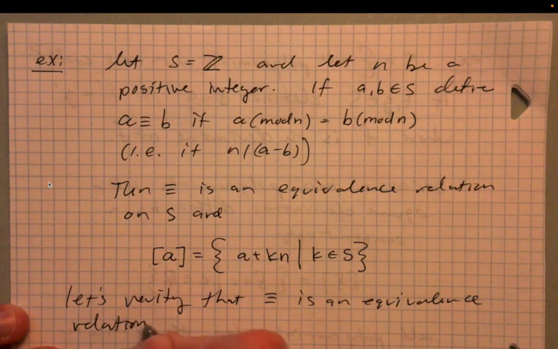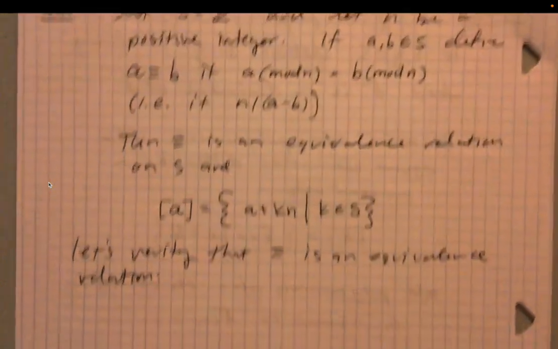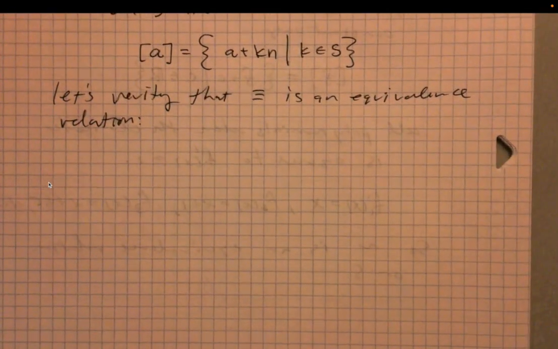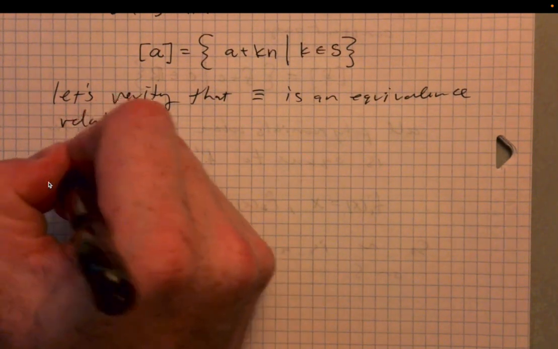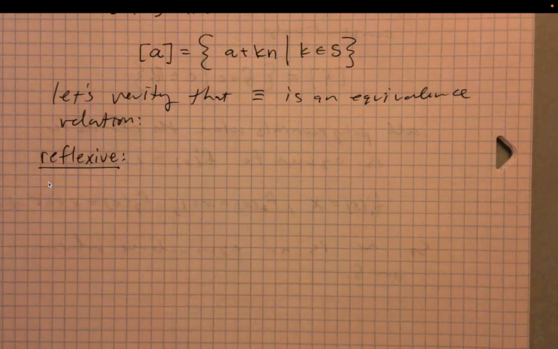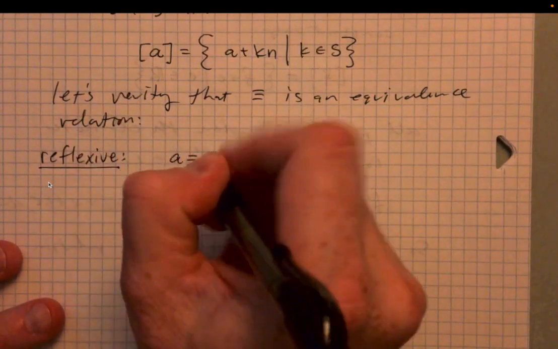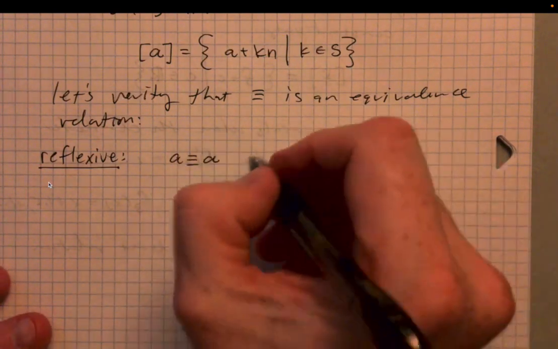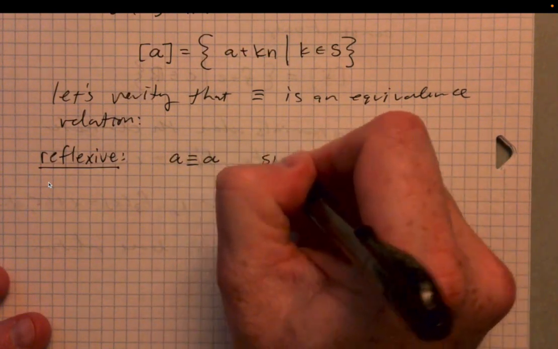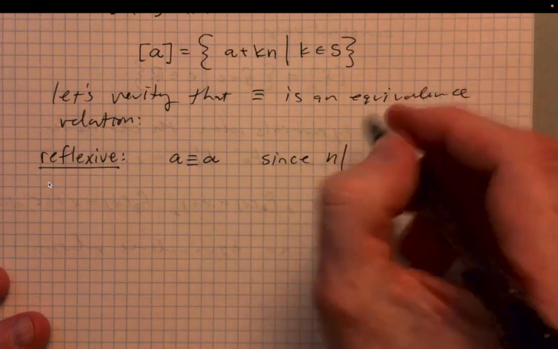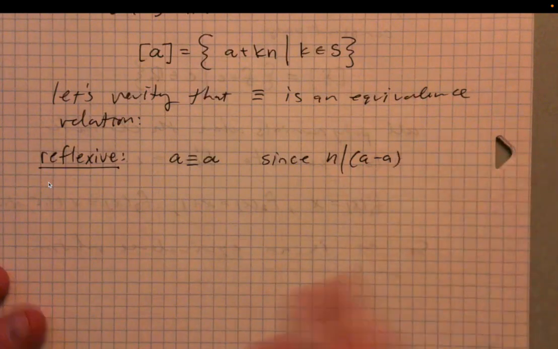And to do that, what do we have to do? Well, we have to verify that this relation is symmetric, reflexive, and transitive. All right, so let's start with reflexive. That's the easiest one usually. We need to show that a is equivalent to a. Well, a is equivalent to a, yes. Why is that? Well, because n, whatever it happens to be, is always going to divide a minus a.